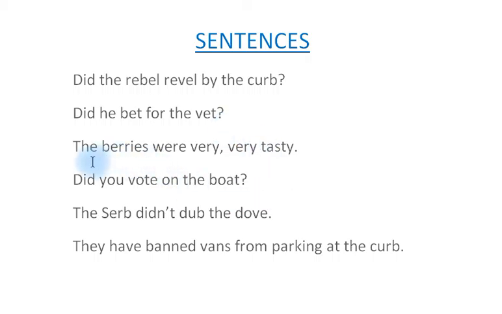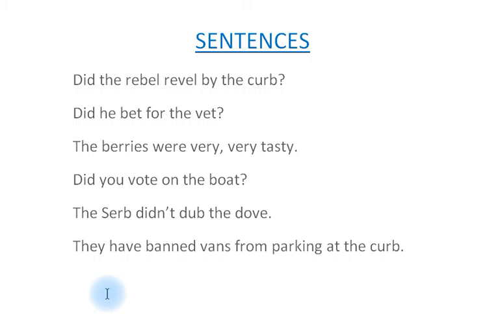The berries were very, very tasty. Did you vote on the boat? The Serb didn't dub the dove.